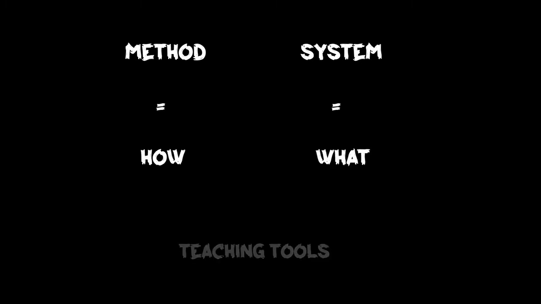First of all, for further understanding we need to make a clear definition: the word method is used to describe how you personally teach. On the other hand, the word system is used to describe what you teach. Teaching tools are tools which enhance your method, in simple words, the way you teach. If it's clear, let's go on.